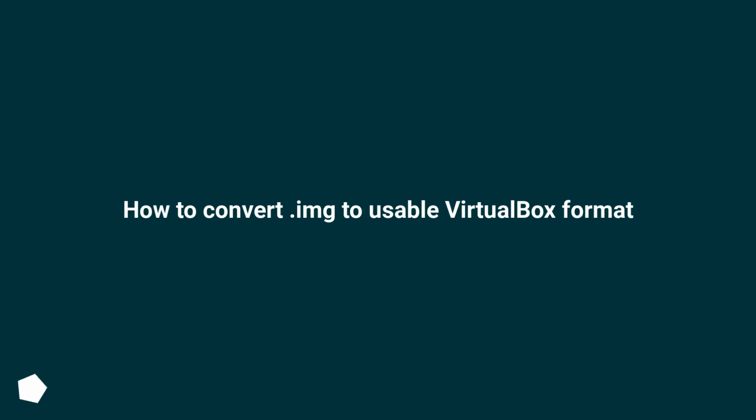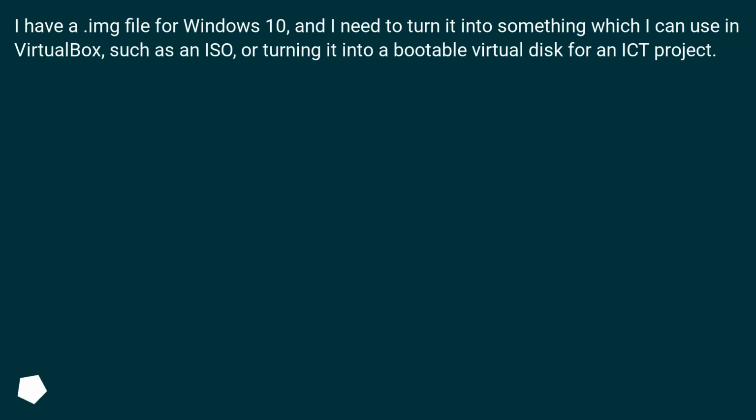How to convert IMAGE to usable VirtualBox format. I have an IMAGE file for Windows 10, and I need to turn it into something which I can use in VirtualBox, such as an ISO, or turning it into a bootable virtual disk for an IMAGE project.